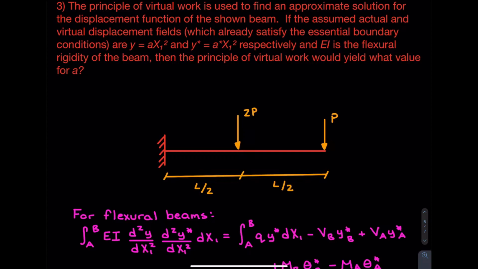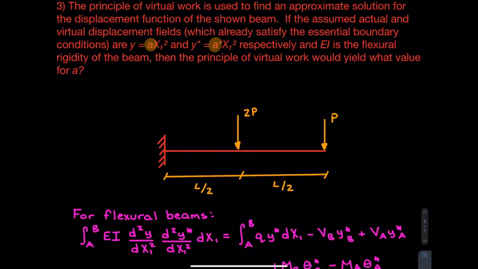If the assumed actual and virtual displacement fields, which already satisfy the essential boundary conditions, are y is equal to ax1 squared and y star is equal to a star x1 squared, respectively, and EI is the flexural rigidity of the beam, then the principal virtual work would yield what value for A? So if we look up in both of these equations, they both have an A term. And what we're going to do is solve for that A term in the actual displacement field.